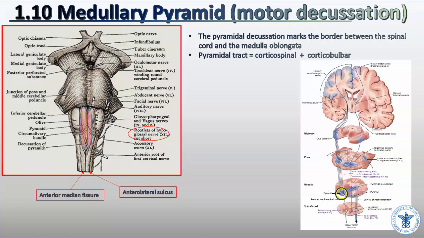So you see how the fibers go here, and they decussate, go more posteriorly, and you get the lateral corticospinal tract here. So about 80 to 90% of the corticospinal tract decussates, and you have about 10 to 20% which goes in the anterior or ventral corticospinal tract.